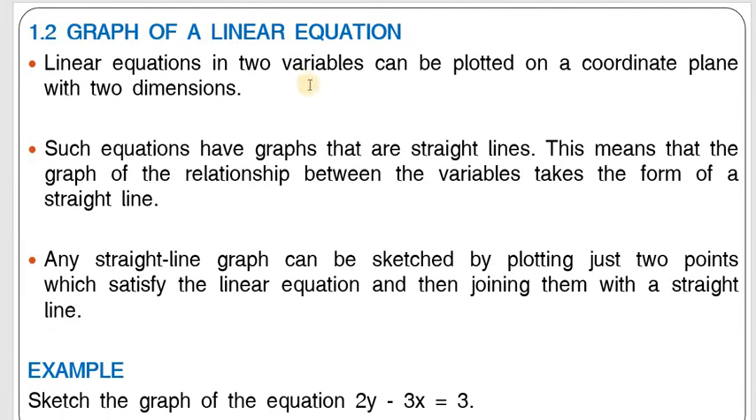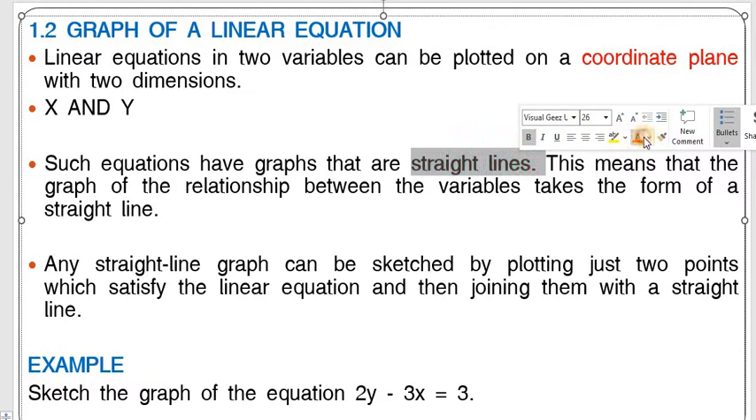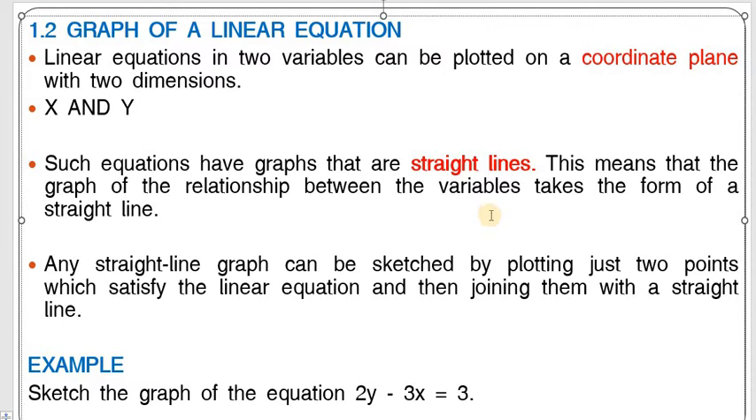So linear equation in two variables can be plotted on a coordinate plane with 2 dimensions basically. So if there are two variables, basically there is x and y. Basically by default x እና y አለ ብዙ ጊዜኛ የምናውቀው. So if there are 2 variables we can plot on the coordinate plane basically. So such an equation has a graph that is a straight line. So የሚኖረን የግራፍ አይነት a straight line ይሆናል ማለት ነው basically.